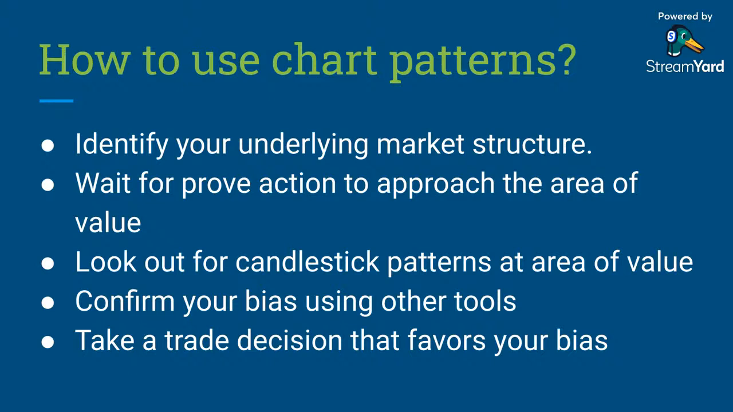So the moment you've identified your area of value and you've waited for the price action to get into that particular identified region, you need to look out for a candlestick pattern. Of course, let's assume you identify a particular candlestick pattern. All you need to do is confirm your bias using other tools. Like I told you, you cannot just use one indicator. You cannot just say, because you see a bullish engulfing, the trend will reverse. No. You need to confirm your bias.